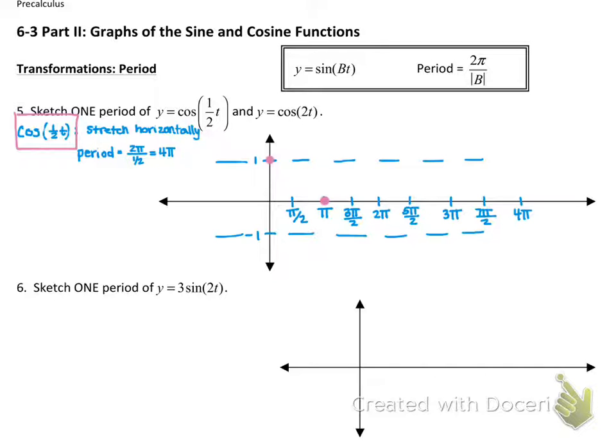So our next one is pi at 0. Then we have 2 pi comma -1, 3 pi 0, and then we have 4 pi positive 1. So this is our cosine function. So it will look like this. And as you can tell, it is more stretched out than we're used to seeing.